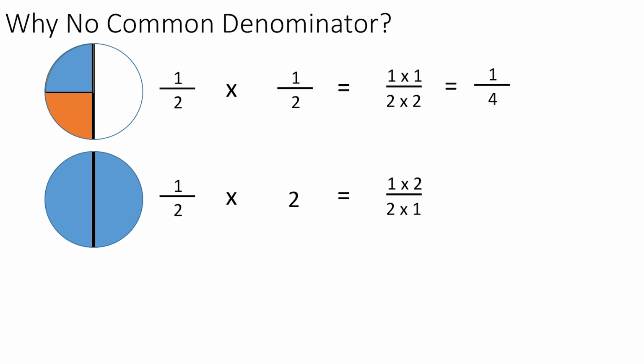So let's look at what happens when we multiply across the top and across the bottom. Any whole number can be written as a fraction as long as you put it over 1. So really what we're looking at here is 1/2 times 2/1. In the top we'll have 1 times 2, and in the bottom we have 2 times 1. That's going to give us 2/2, which of course is equal to 1.